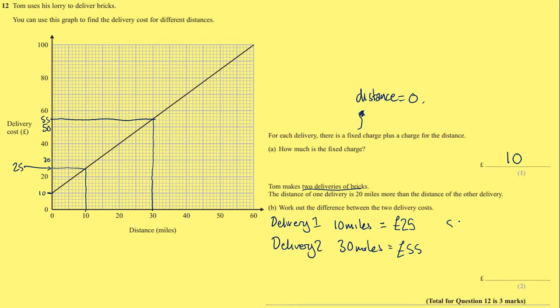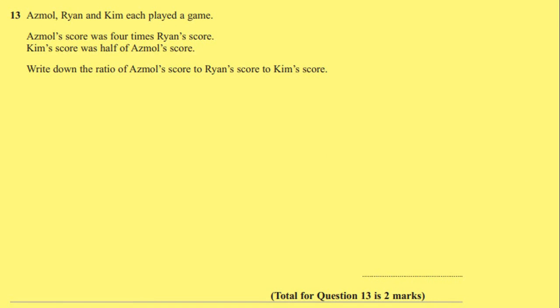Well, what's the difference? 55 take away 25 is equal to 30. So the difference between the two delivery costs will be £30, and that will be the same whatever the deliveries were. I just made up 10 and 30 because I thought they looked easy. Okay, moving on. Asmal, Ryan and Kim each played a game.